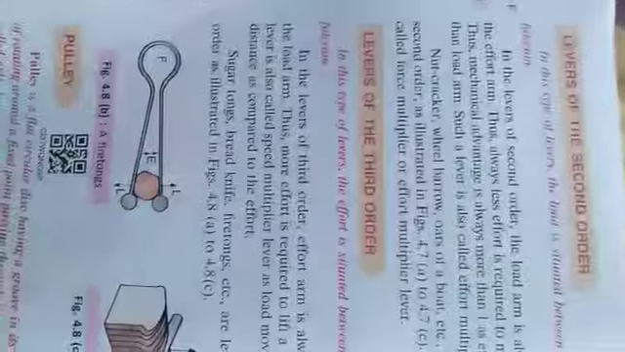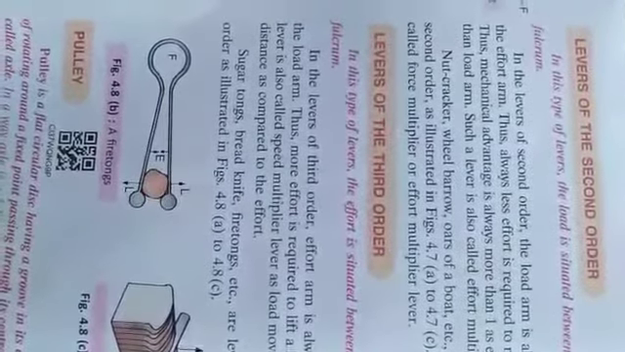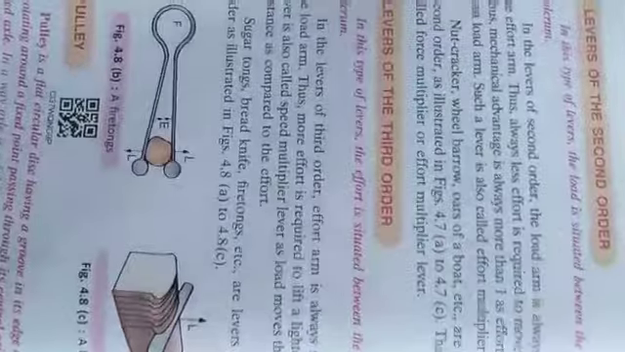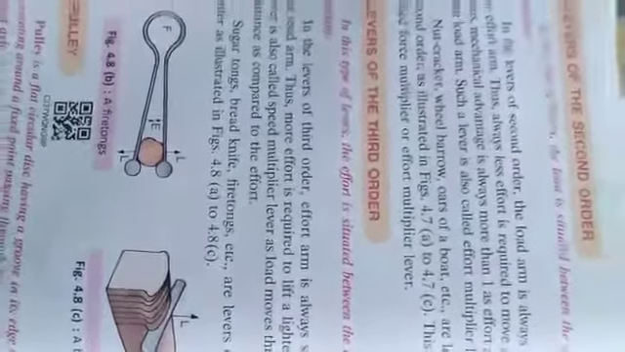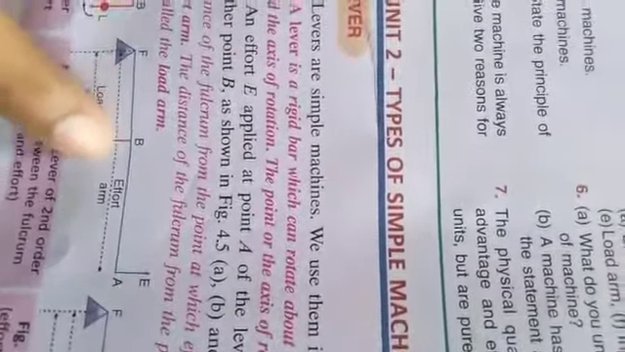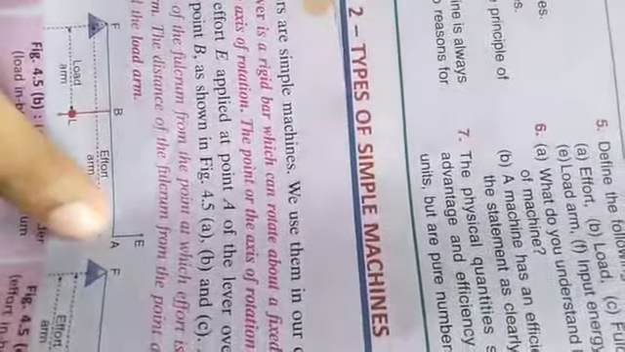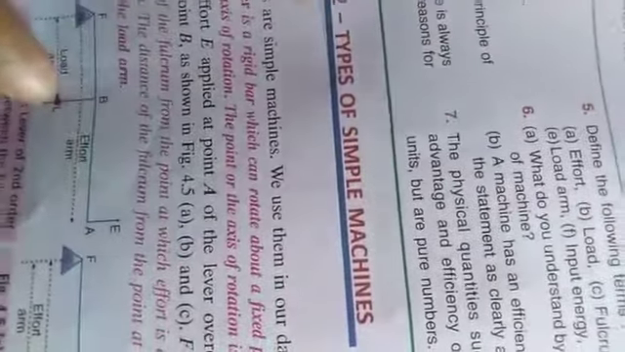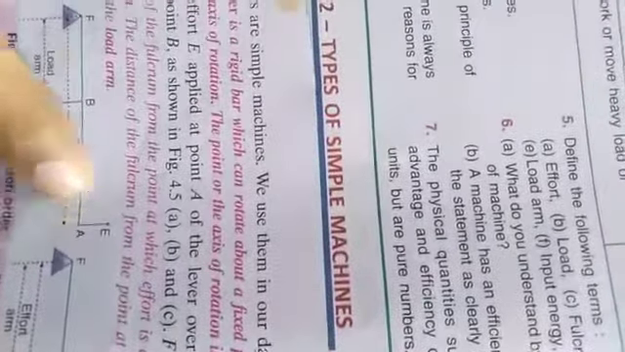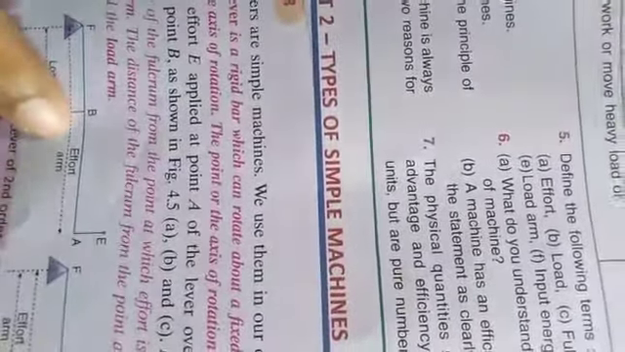Okay, so now levers of the second order. In this type of lever, the load is situated between the effort and the fulcrum. This is the diagram of the second order lever. Here this is the fulcrum, this is the point of load, and this is the point of effort. So the load is in between the fulcrum and the effort, so this is a second order lever.